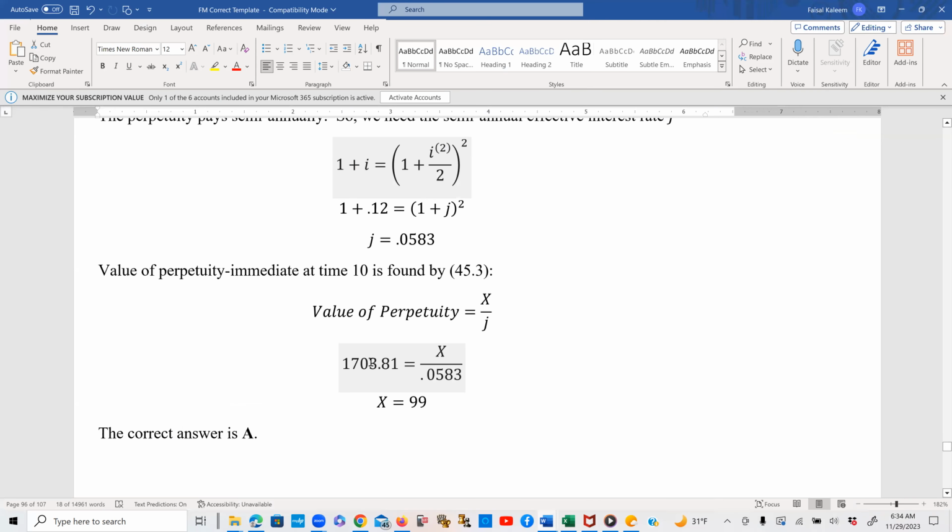So we can set the accumulated value of the deposits equal to the present value formula of the perpetuity immediate, X over J. J was 0.0583, so X comes out to be 99. That is choice A.